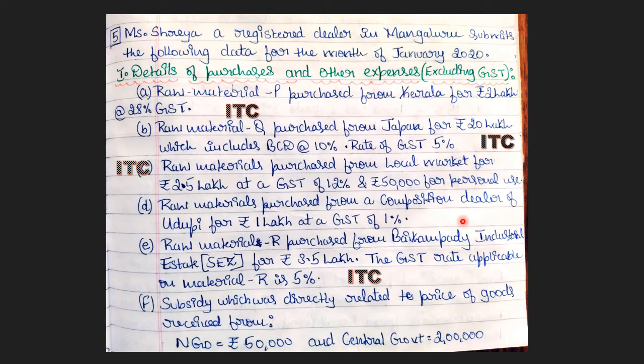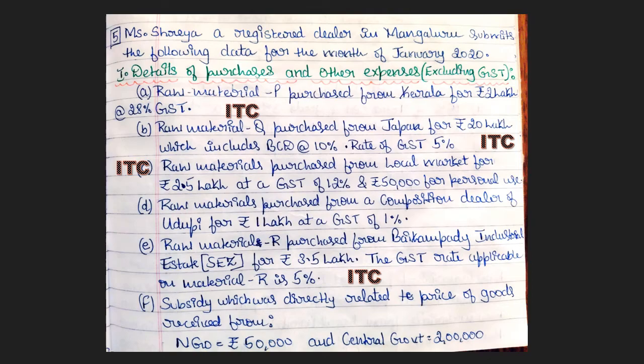And the raw material that she has purchased from Baikampadi Industrial Estate, which is SEZ, is considered as deemed import, because when we sell some goods to SEZ, we consider it as deemed export. So whenever we make a purchase from SEZ, we consider it as import. Hence ITC is available on that transaction as well. There was another raw material purchased from a composition dealer. Since he is a composition dealer, if any registered dealer makes a purchase from a composition dealer, ITC is not available. So that's why on this transaction there is no ITC.